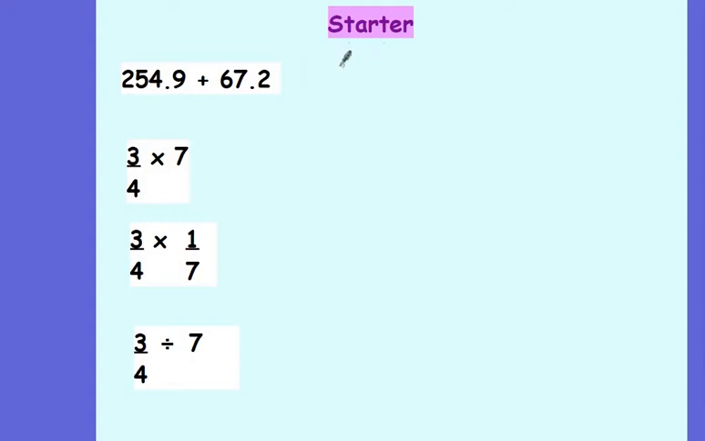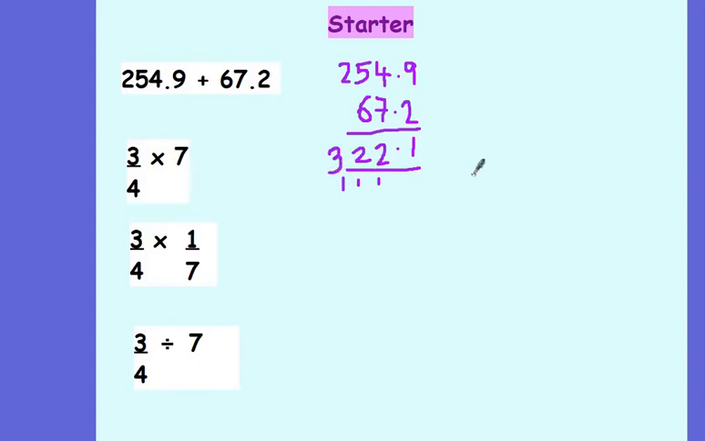Right, let's go through the answers. For the first one, I need to make sure I line up all my place value columns. So I've got 254.9 plus 67.2. 9 plus 2 gives me 11. 4 plus 7 gives me 11, plus 1 gives me 12. 5 plus 6 gives me 11, plus 1 gives me 12. And 2 plus 1 gives me 3.